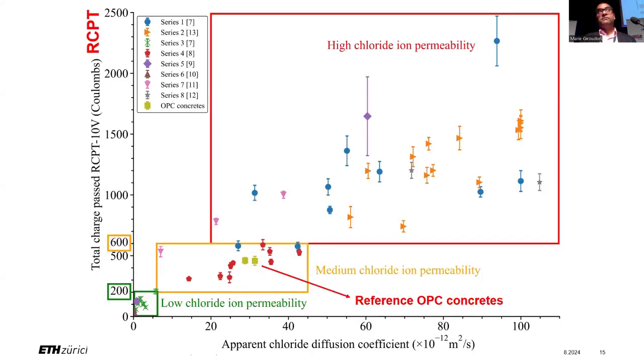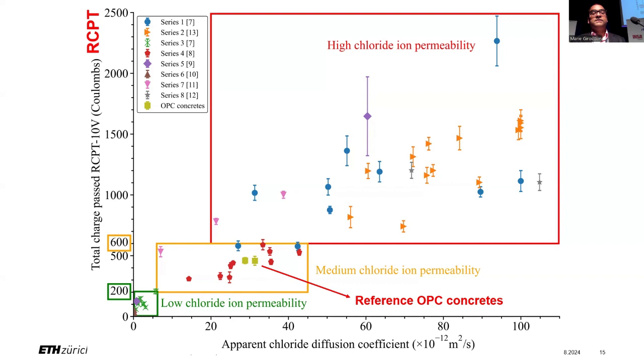So essentially, when Anu was leading this working group, he was hoping to get something like this, where you have the total charge passed versus the apparent diffusion coefficient measured via the ASTM C1202 or modified NT Build 443.